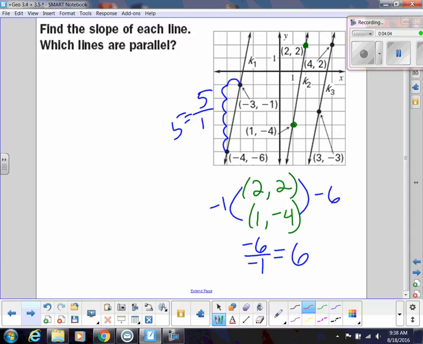And on K3, I'm just going to count again. 1, 2, 3, 4, 5, and then over 1. So this one has a slope of 5/1. So obviously K1 and K3 are parallel, but K2 is not parallel.